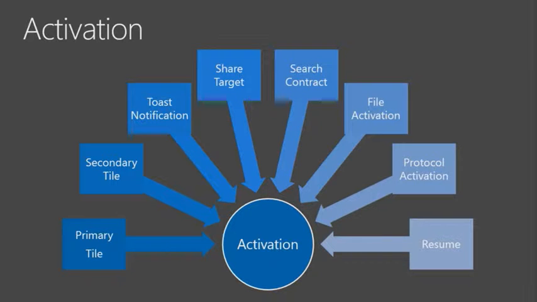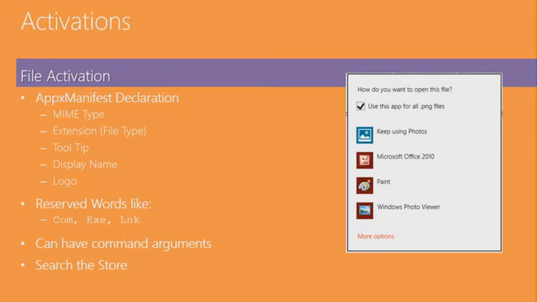And then the 2 really interesting ones beyond the most obvious are file and protocol activation. And file and protocol activation are, well, let's talk about them explicitly. File activation, we talked about PDFs launch the Adobe Reader. That's the idea. You declare that inside the manifest. And here's what's really cool.